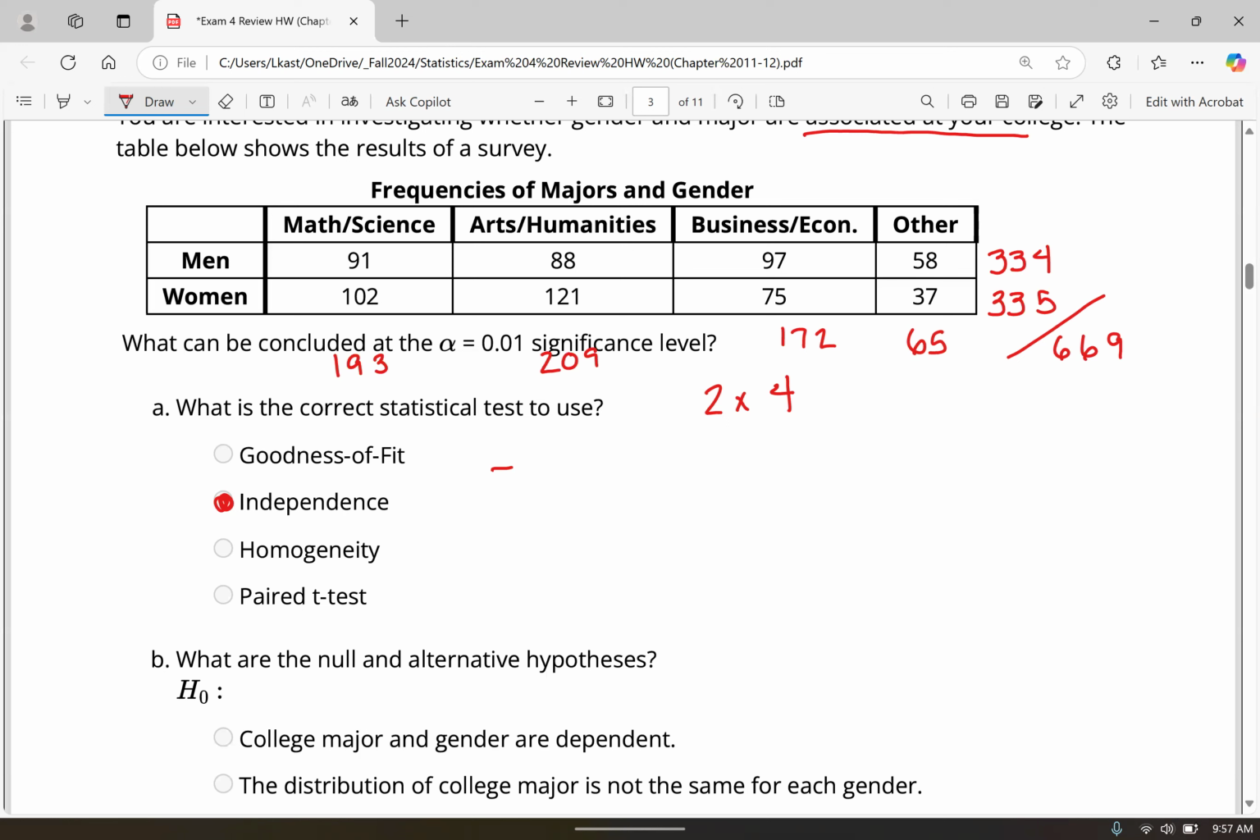And how are we going to do that? So it's going to be a 2 by 4 matrix. And let's just do the first cell. So first row would be what? 334 times 193 divided by 669. Would that be the first cell? And then you would do each of the cells accordingly. Okay, so let's go put that in.